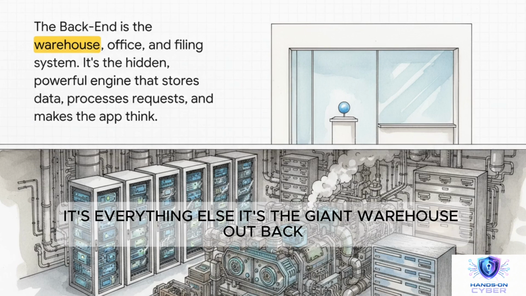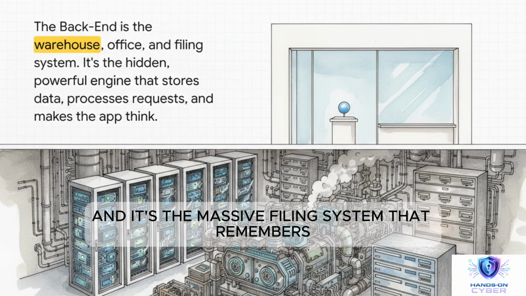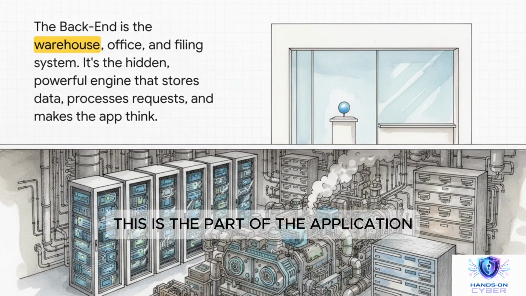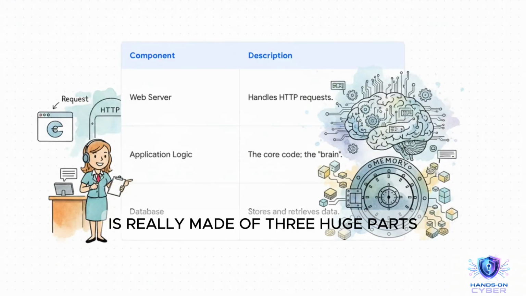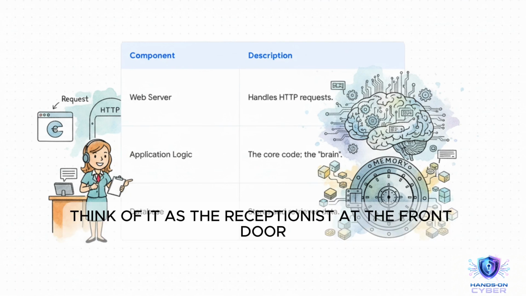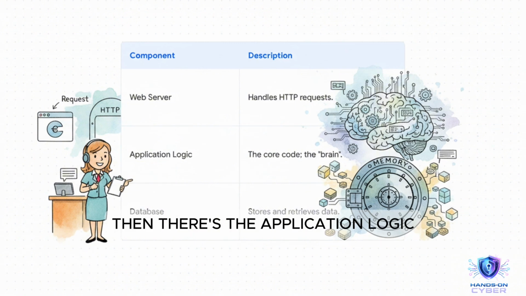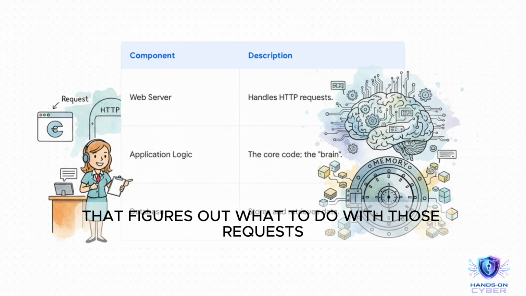It's the giant warehouse out back with all the inventory. It's the manager's office processing all the orders. And it's the massive filing system that remembers every single customer. This is the part of the application that actually thinks. And this hidden engine is really made of three huge parts. You've got the web server. Think of it as the receptionist at the front door, just taking in requests. Then there's the application logic. That's the real brains of the operation, the core code that figures out what to do with those requests.